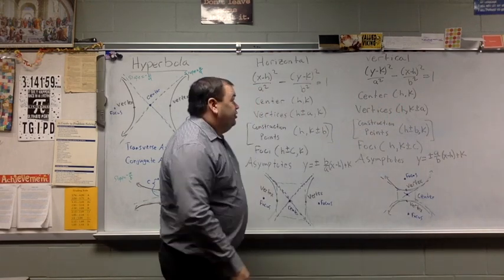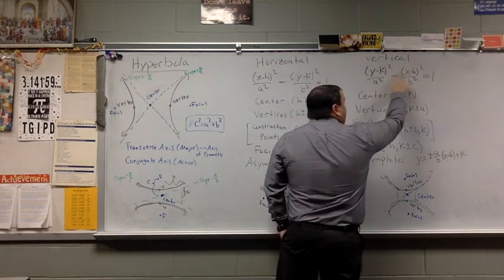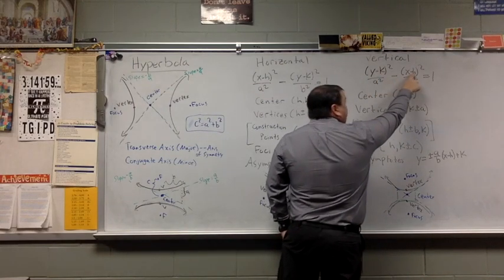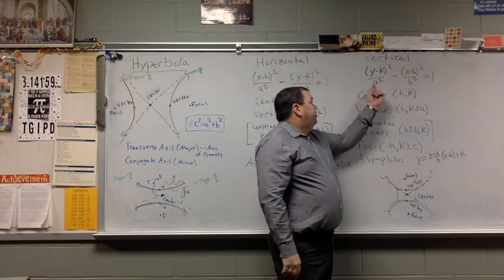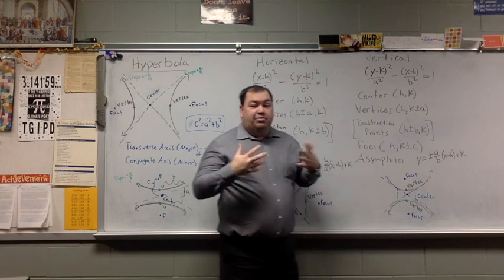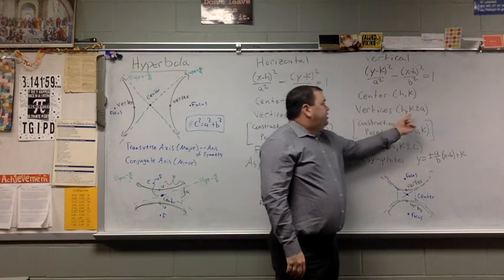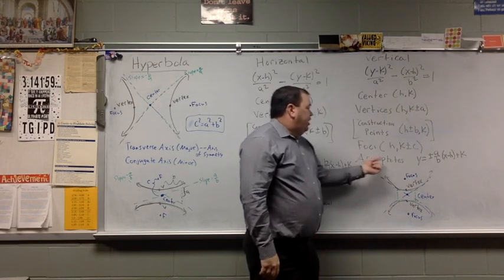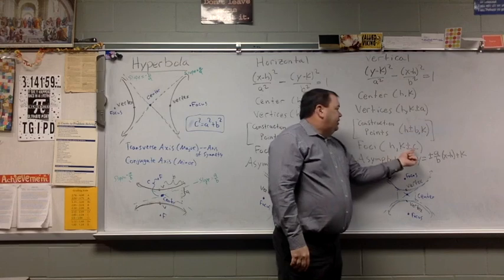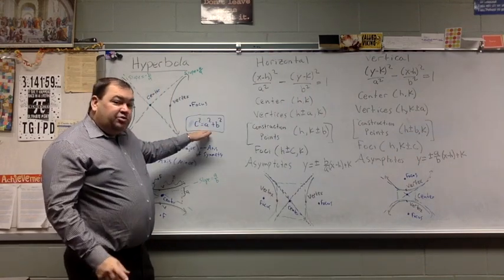If we turn our attention to the vertical one, again, the h and the k are in the same place. h is with x, k is with y. But now our bigger number is underneath the y. That's how we know this is an up-down hyperbola. The center hasn't changed. For my vertices, now we're changing the y-coordinate. For the foci, we're changing the y-coordinate. Again, that c is calculated: c squared is a squared plus b squared.